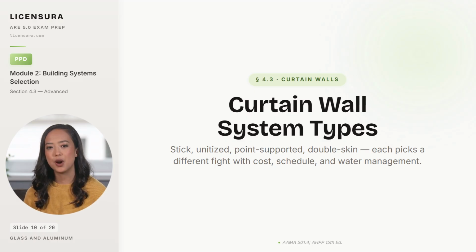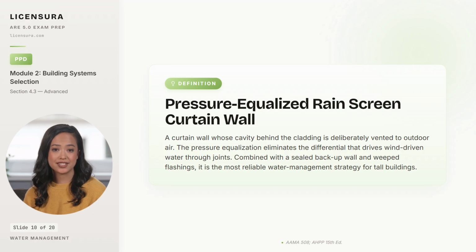The most reliable water management strategy has its own technical name and deserves a moment of attention. Pressure equalization is the single most important water management concept in modern curtain walls. The principle is simple. Water gets driven through joints not by gravity, but by pressure differential. Wind hits the outboard face, creates a higher pressure outside than inside the cavity, and pushes water through every joint that isn't perfectly sealed. The pressure-equalized rain screen ventilates the cavity directly to the outdoors, so the pressure inside the cavity matches the pressure outside.